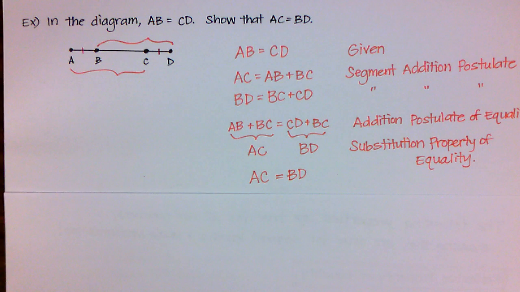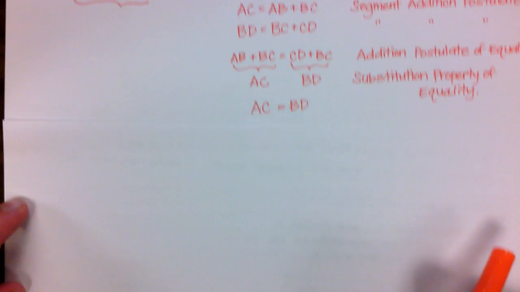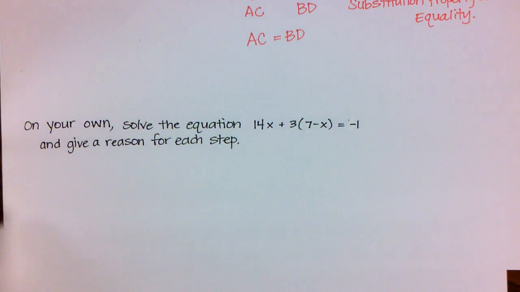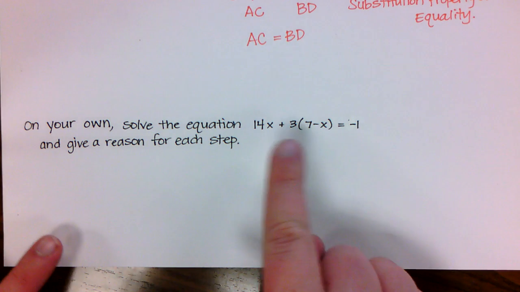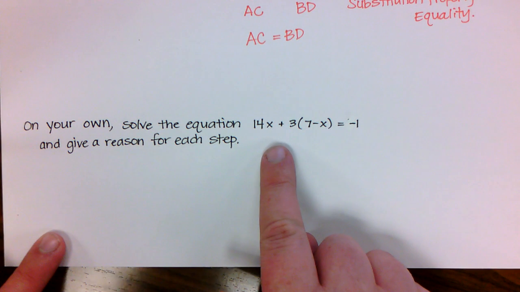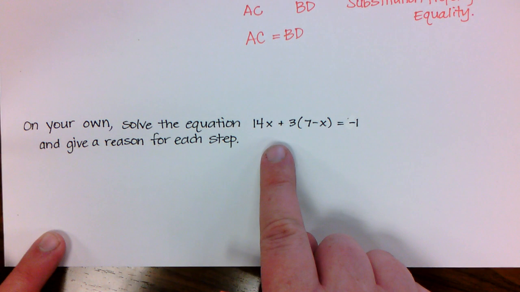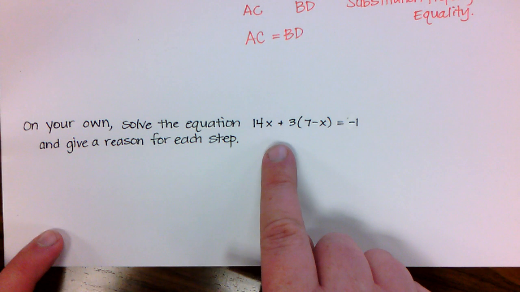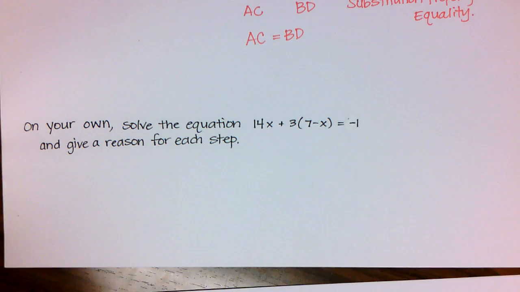And I'm done. So I know this might be a little confusing, but we're going to definitely go over it in class. So what I want you to do before you come back to class is, on your own, I want you to solve the following equation. And just like I did in the notes, give a reason for each step using any of those properties listed in this section. And I'll see you when you come back to class.